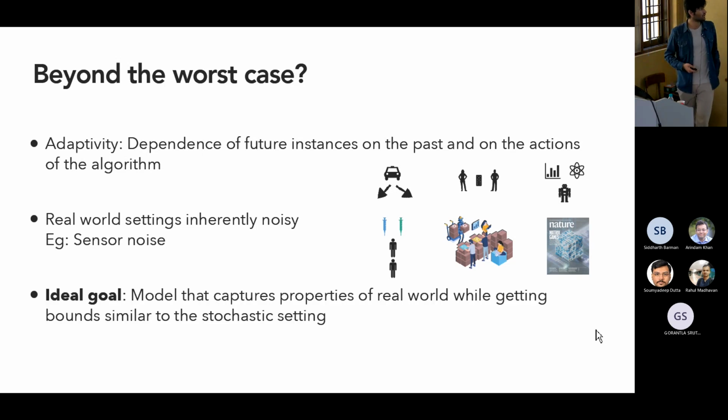The ideal goal is to come up with a model that captures the properties of the real world, while also getting bounds similar to the stochastic settings. So could it be possible that, if you're talking about correlation between x0 to xt and xt plus 1, the adversary tries to minimize this correlation? I mean, that might be one of the goals.